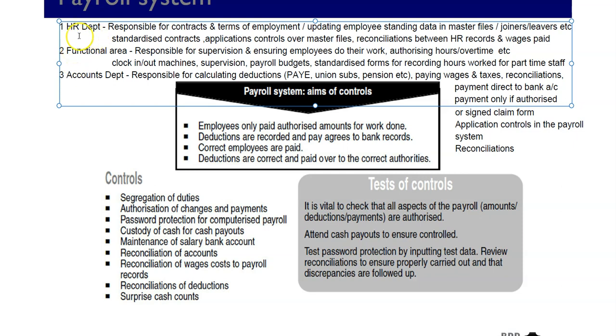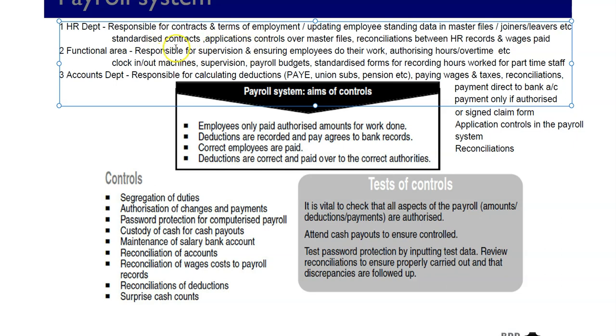The HR department, the functional areas such as sales or marketing or production or accounting, whatever the area is, and then the accounts department. And we've got lots of controls here, but some of these can be divided up. So segregation of duties is the first control. Well, how you achieve that in a company is you have a HR department, you have the other areas, and you have an accounts department. And each has different responsibilities.